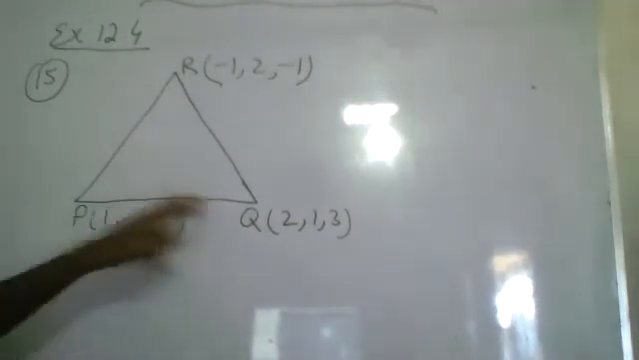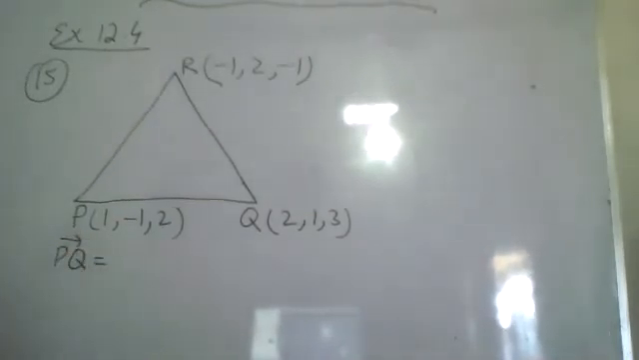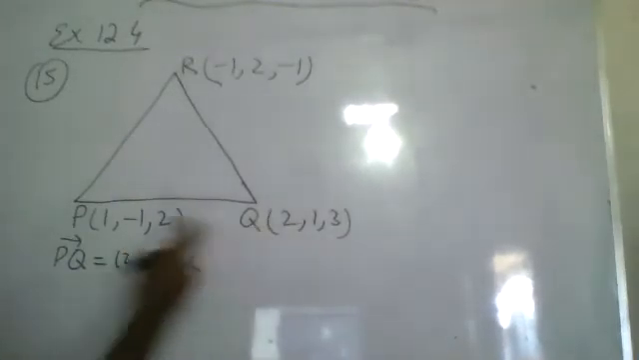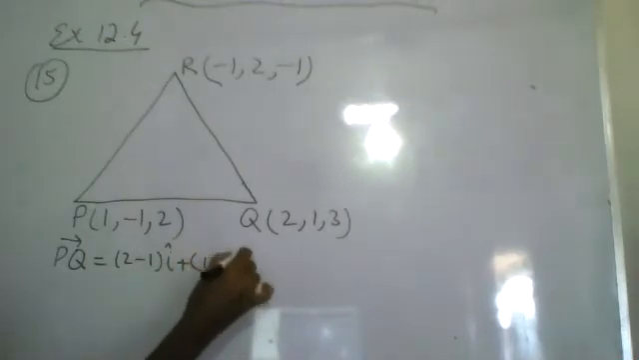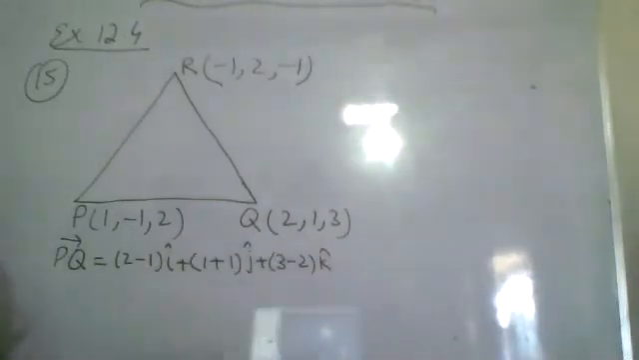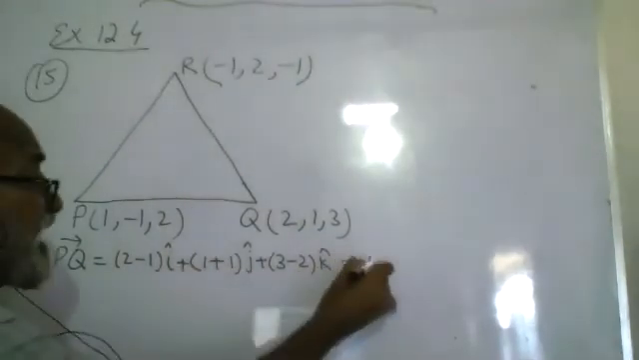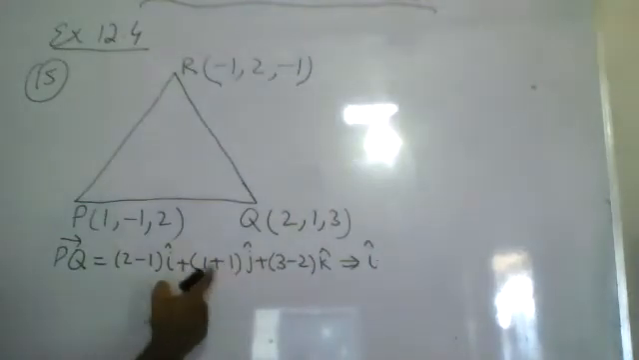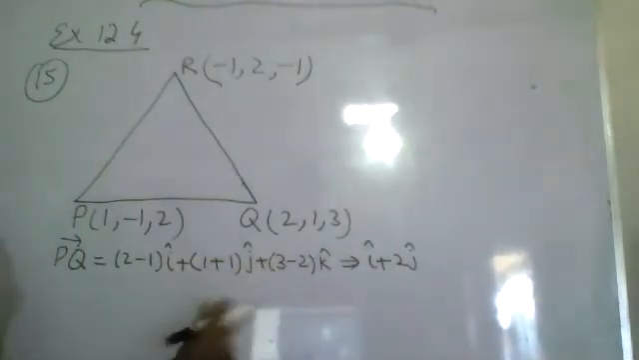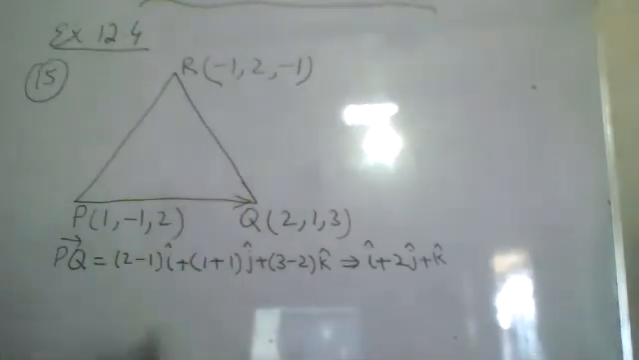We will find the vector PQ and vector PR. Vector PQ is (2 - 1) I plus (1 + 1) J plus (3 - 2) K. So it will become 1 I, that means I, 2J, and 1K, that means K. This is vector PQ.